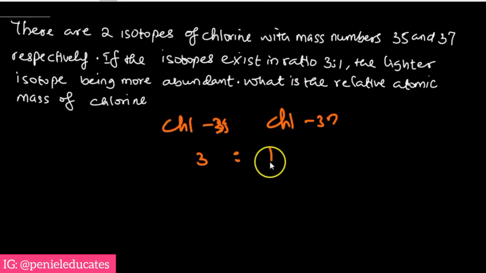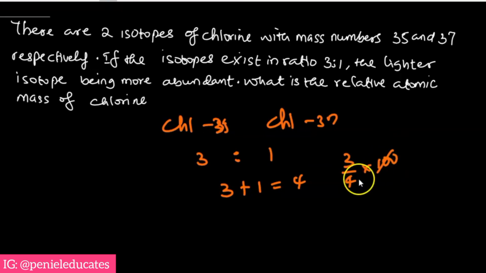If we want to find the abundance, we know that this exists in 3:1. That means the total ratio is 3 plus 1, which gives you 4. So you calculate the abundance of this in percentage: 3 over 4, which is the total, multiplied by 100%. This gives you 75% abundance. And if we already have 75% abundance of this, then subtracting from 100 gives you 25% abundance. So that's how to get that done.